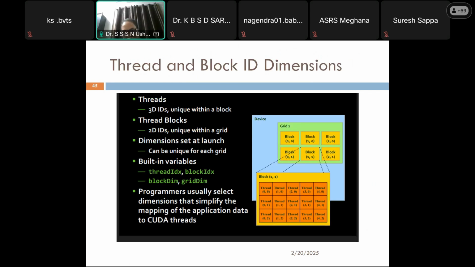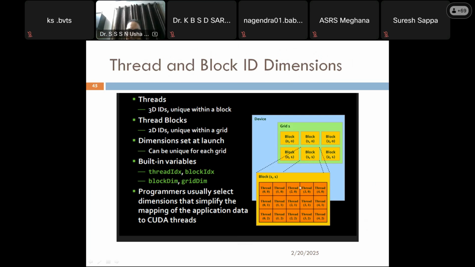Whenever we see the grid, it consists of blocks. We call that a thread block, or simply a block. So block 0,0 — you can observe, this is very important — block 0,0, 1,0: first column and second column, 0th row and first row. So 0,1 and 1,1, 2,1, and so on.